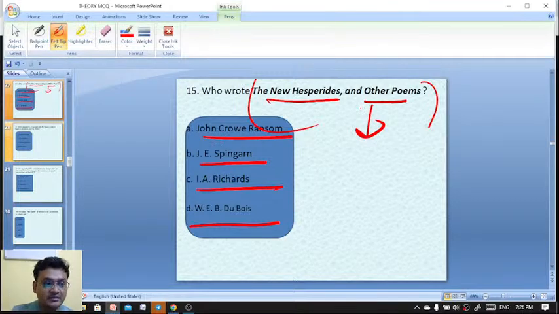It's J. E. Spingarn. The New Hesperides and Other Poems, a work by J. E. Spingarn. I think it's a work by J. E. Spingarn. Okay.